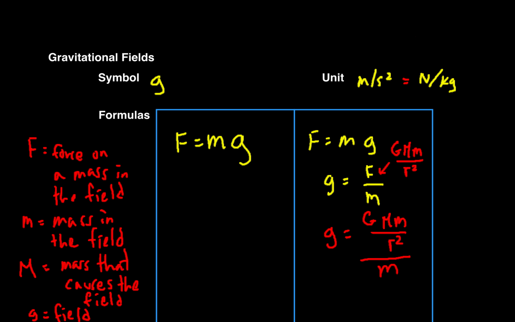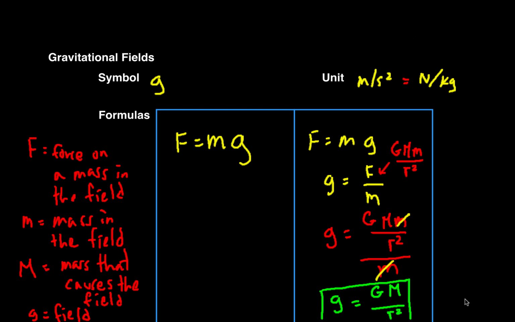And since the mass that's in the field appears in both the numerator and the denominator of this derived formula, it cancels out, and we get the gravitational field at a particular location in space is equal to capital G times the mass that creates the field divided by the distance from that mass squared.